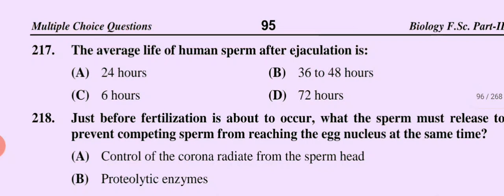Question number 217. The average life of human sperm after ejaculation is, when sperm is ejaculated from the male, what is its average life? Option A 24 hours, option B 36 to 48 hours, option C 6 hours, option D 72 hours. So the correct option is option D, 72 hours.